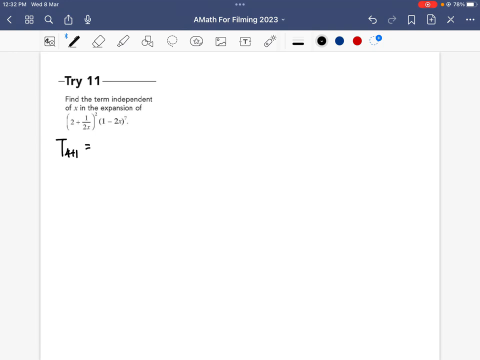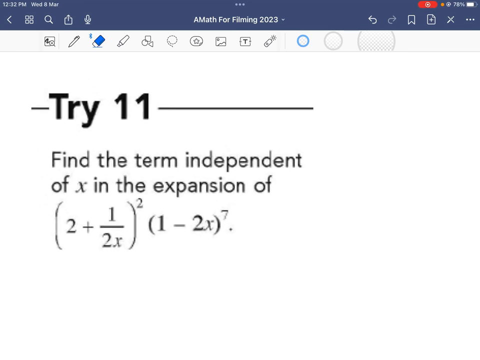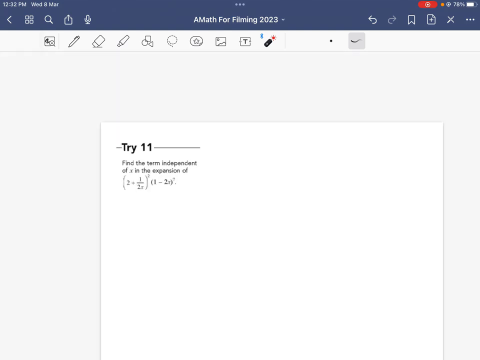Okay, last but not least, try it 11 is for you to go and try. So I will enlarge the screen, then I pause the video. Please try, and in 3, 2, 1, let's carry on.